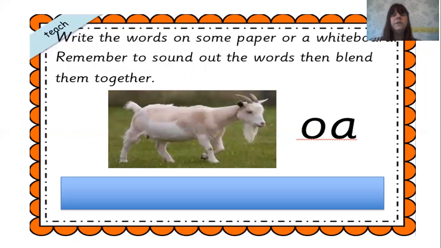The next word is this animal. Oh dear. It looks a bit like the sheep, doesn't it? That we had the other day. It is not a sheep, it's a goat. You're going to read about a goat in the 3 Billy Goats Gruff today. So this is a goat.